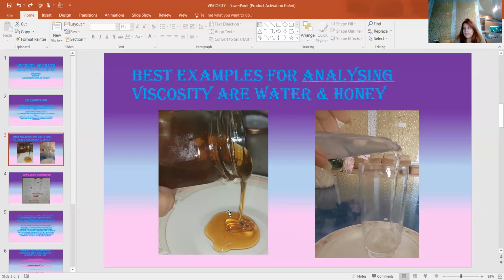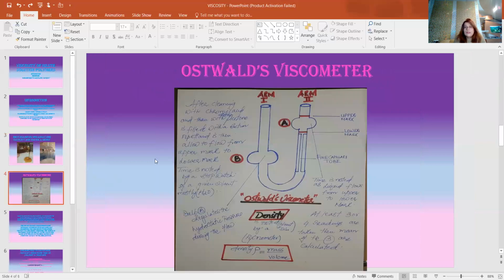Of course, water and honey. Okay, so if we now talk about the viscometer, how does it look? This is a simple diagram. I have drawn it just to make you understand what Ostwald's viscometer looks like. It's for those new students who have not gone through the measurements using this Ostwald's viscometer. So I thought that I must share this instrument with them today and tell them how it looks.